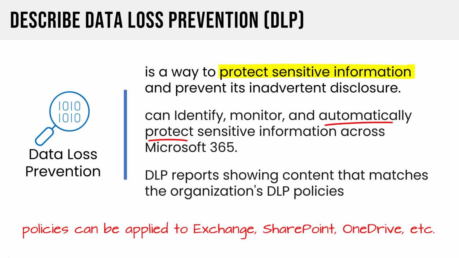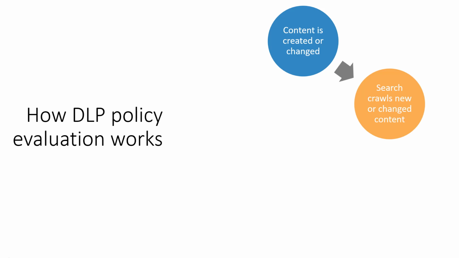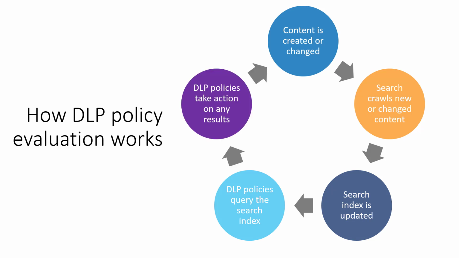Let me just explain at a high level how the DLP process works, so how policy evaluation works. Our content is created or changed. Maybe I create a document that contains sensitive financial information. DLP uses a search to crawl new or changed content, and the search index is updated. DLP policies query that search index, and then take action on any result. So the delta, the new content that matches our policy, gets labeled appropriately.